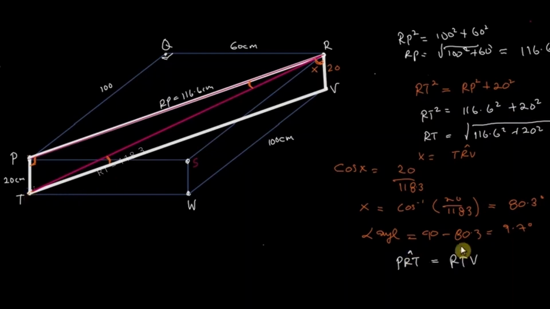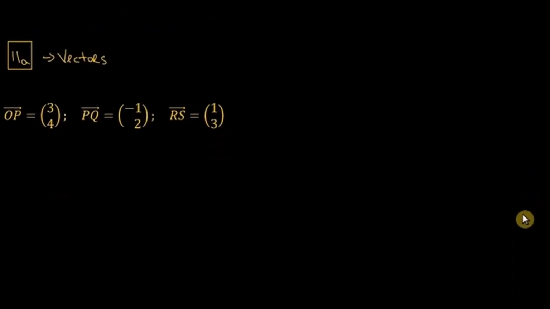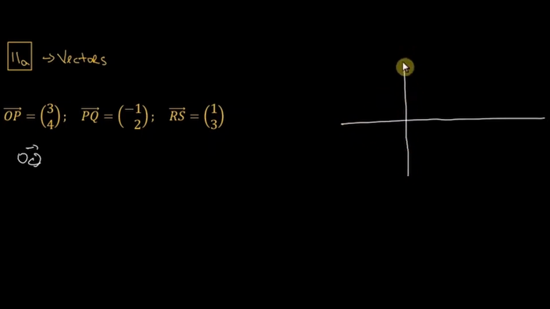Let's have a look at the vectors question number 11. So here we are given three vectors, and we're asked to determine the vector OQ. So we need to find a vector OQ given these vectors. Let's make a simple sketch of what we have here. I like to make a sketch because it helps me to visualize what I'm doing. So this is my Y, this is my X. So O is the origin.